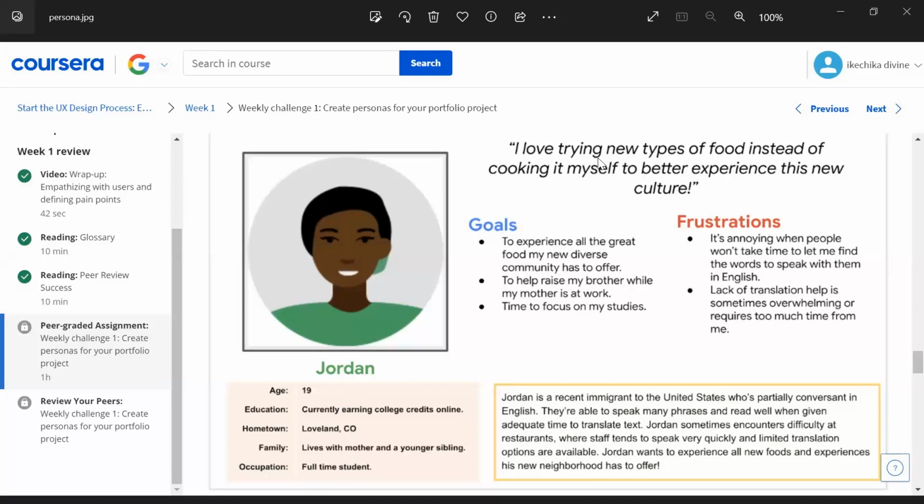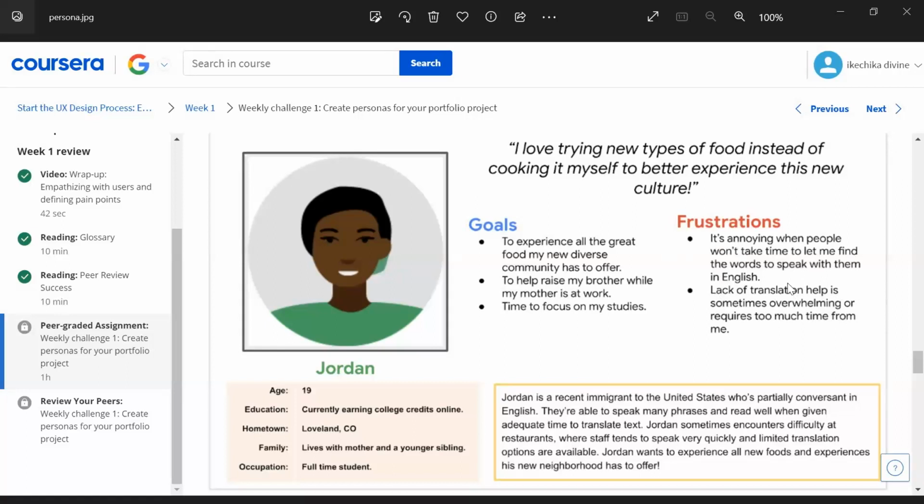This person says, "I love trying new types of food instead of cooking it myself to be a better experience." All right, fine. Let's just read the person's frustration. "It's annoying when people won't take time to let me find the words to speak with them in English. Lack of translation help is sometimes overwhelming, or requires too much time from me."